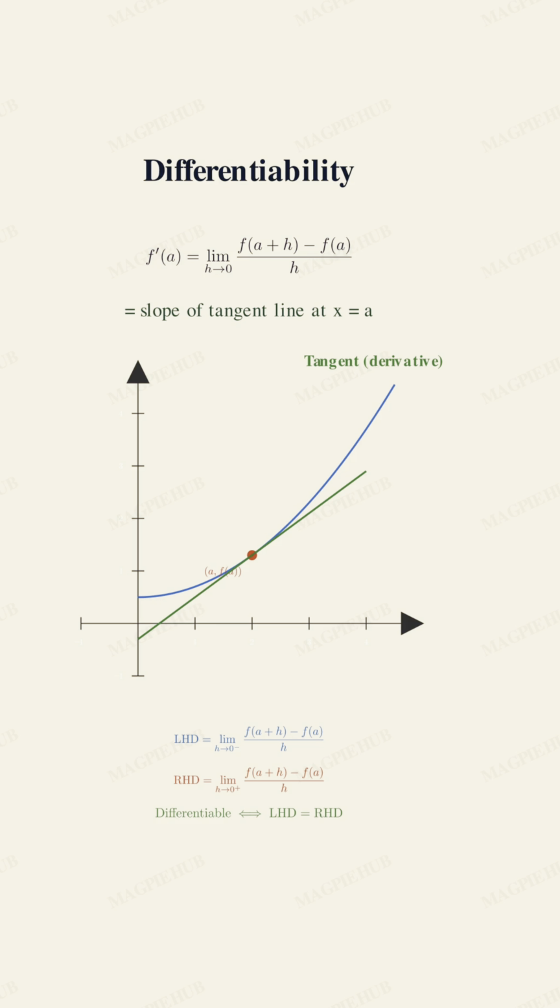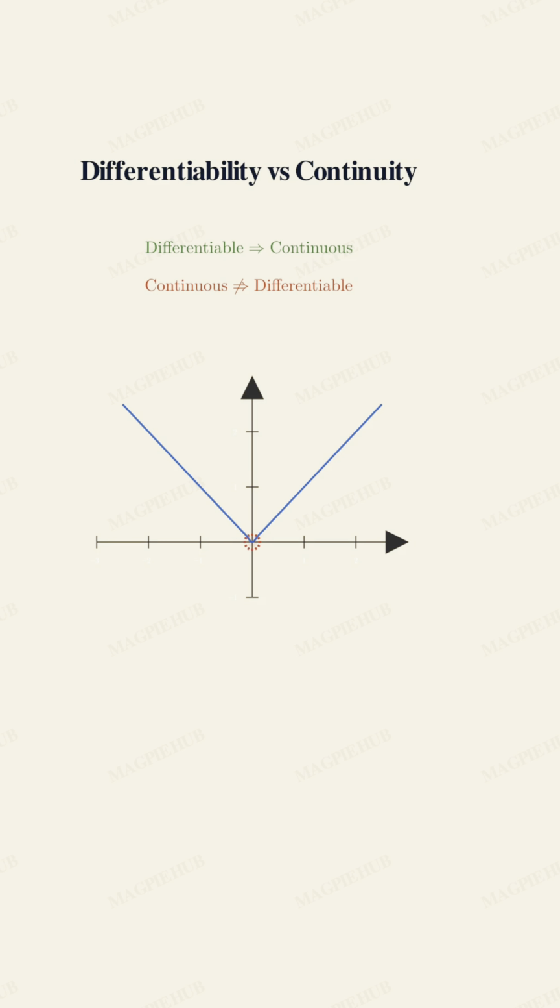For differentiability, the left-hand derivative must equal the right-hand derivative. The most important relationship in calculus: differentiable implies continuous. If a function has a derivative at a point, it must be continuous there. But the converse is false. Continuous does not imply differentiable.